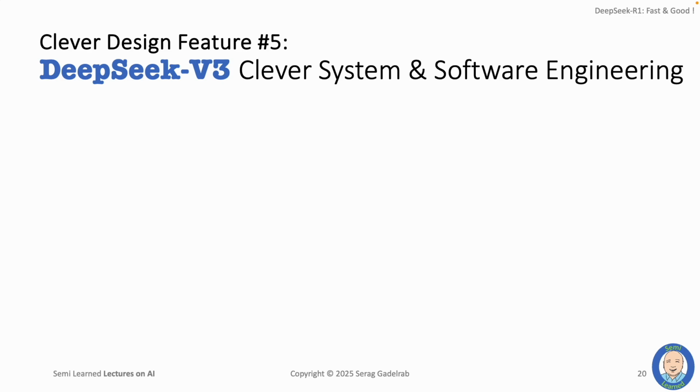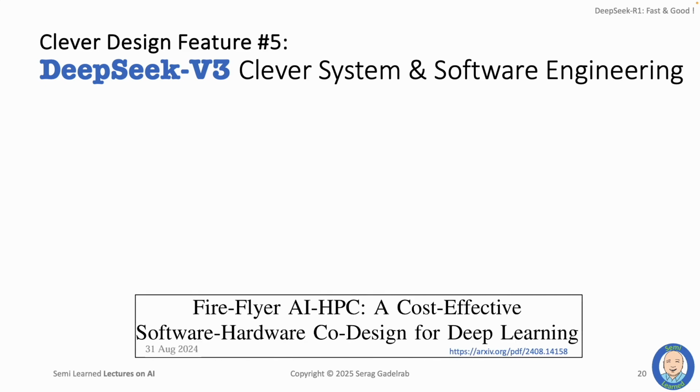Now, the fifth clever feature of DeepSeek v3 has nothing to do with the model itself. It's about the efficient use of hardware through some shrewd system and software engineering. Much of it is described in this paper on their Fire-Flyer training system from August 2024. There are some more details sprinkled in follow-on papers, all of which can be summarized in 5 main points.